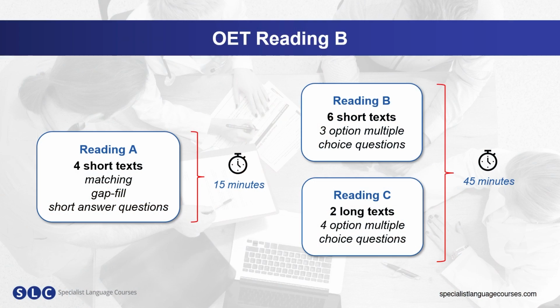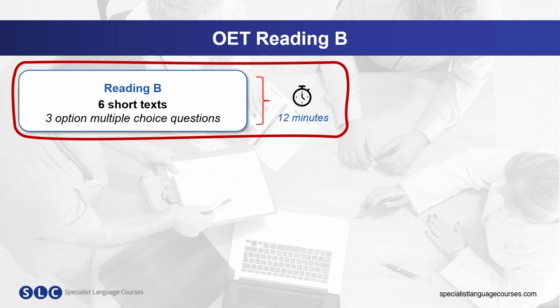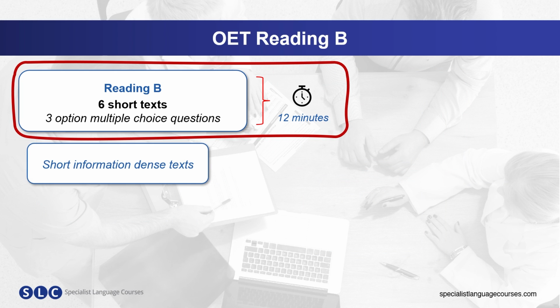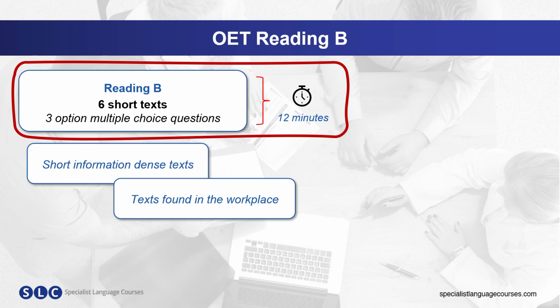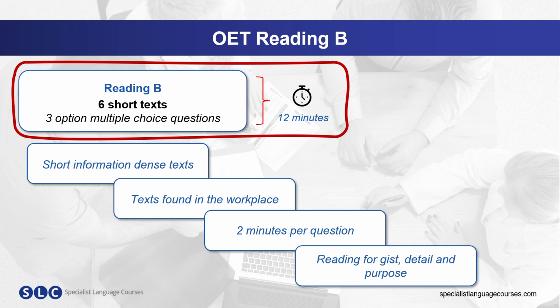Let's begin. There are 3 parts to the reading paper, and in this video we're going to focus on Reading B. Reading B has 6 short texts which are unrelated, and each text has a 3-option multiple choice question. The texts are short but contain lots of information, and they're texts which could be found in the workplace. You have 45 minutes to complete reading parts B and C, so you want to spend a maximum of 2 minutes per question. You will answer questions where you need to read for gist, detail and purpose.